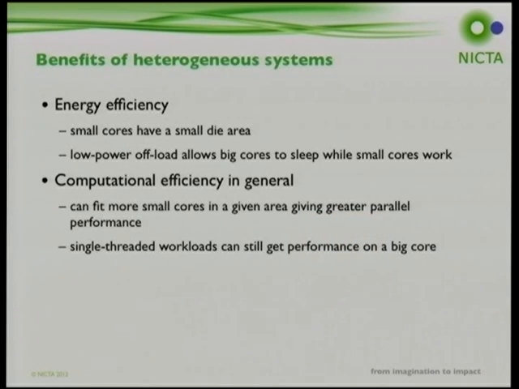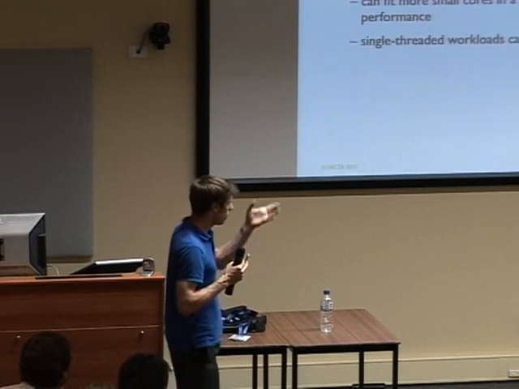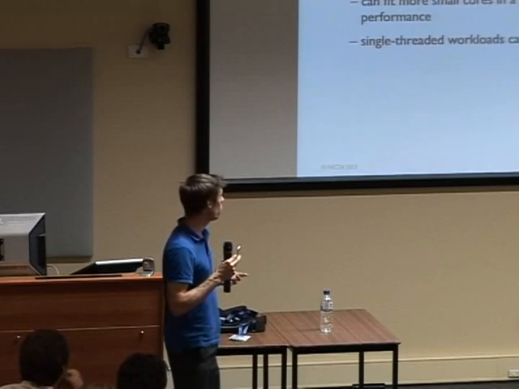So why are we starting to see heterogeneous systems these days? First of all, for energy efficiency, if you've got a phone that has a large processor in it, you may not want to keep that processor active the whole time because it uses a lot of energy. A small core, on the other hand, has a small die area and can be much more energy efficient depending on the type of workload that you run on it. This allows the big cores to stay asleep while you run a less compute-intensive workload on the smaller core.